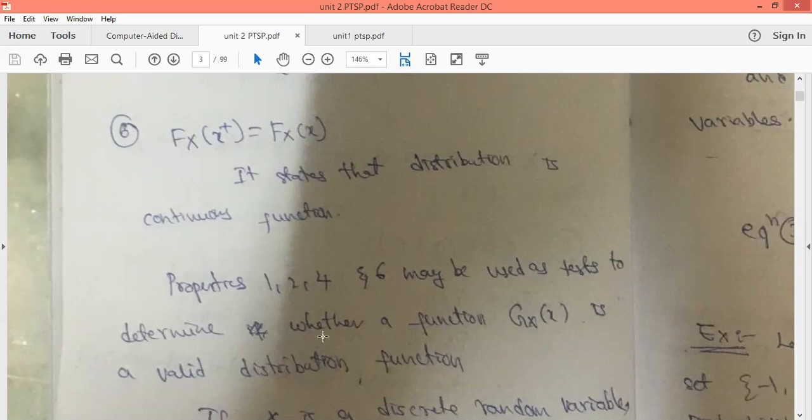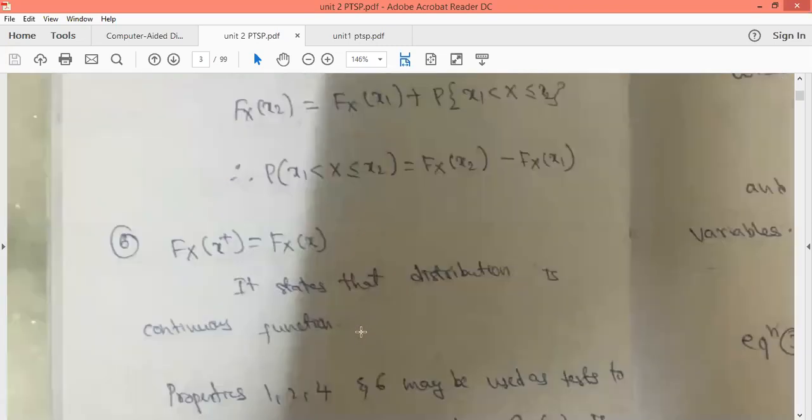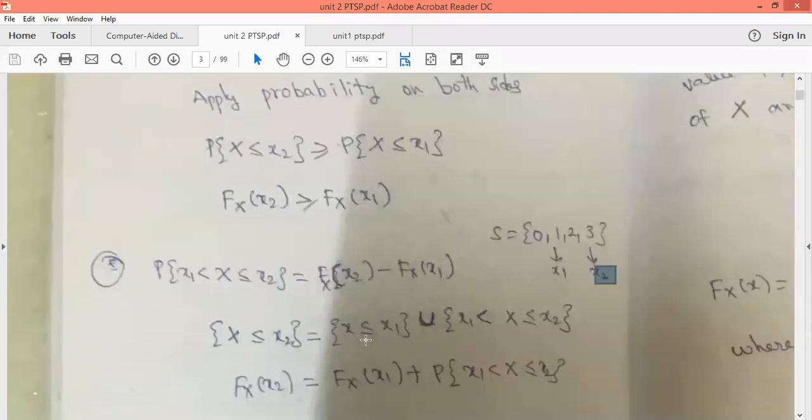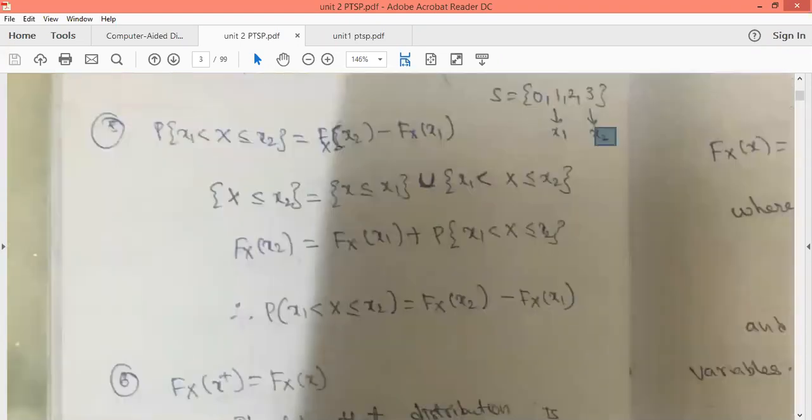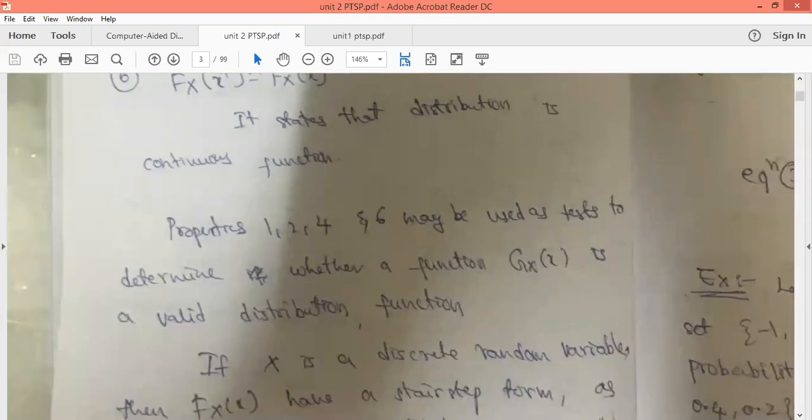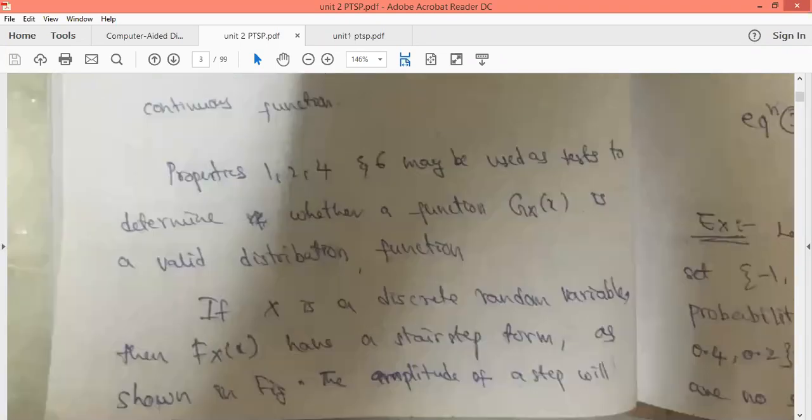So what is property 1? Property 1 says that Fx of minus infinity is equal to 0, Fx of plus infinity is equal to 1. And our fourth property says if x1 is less than x2, then Fx of x1 should be less than or equal to Fx of x2. And the sixth property says that the cumulative distribution function should be a continuous function. If these four conditions are satisfied, then we say that the given function is a valid distribution function.